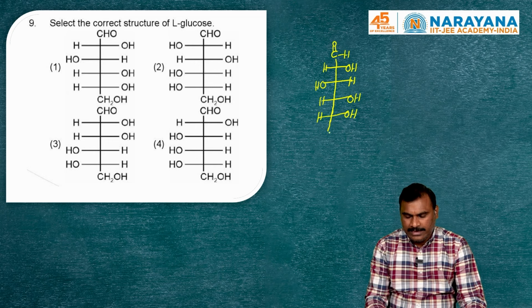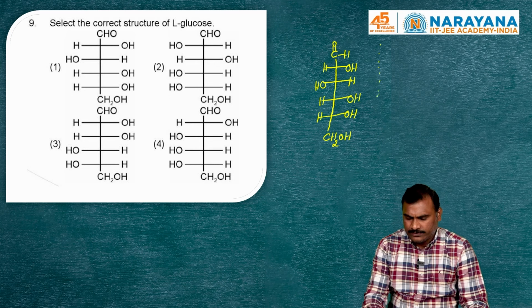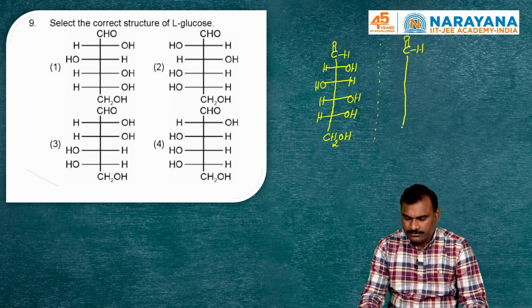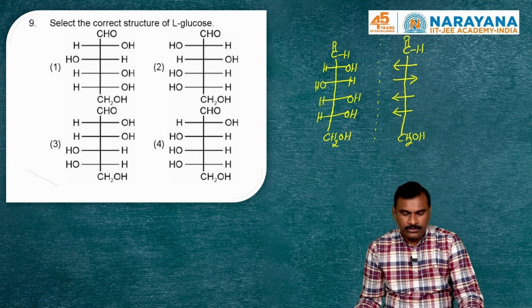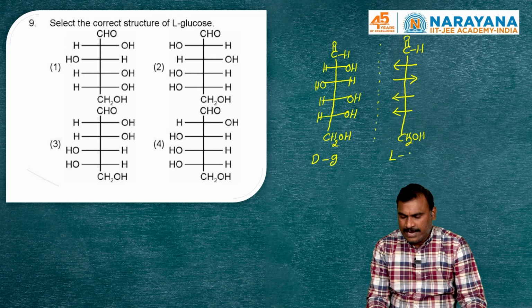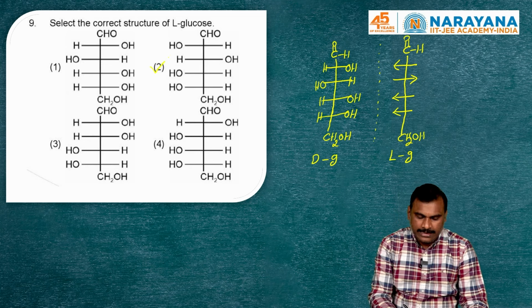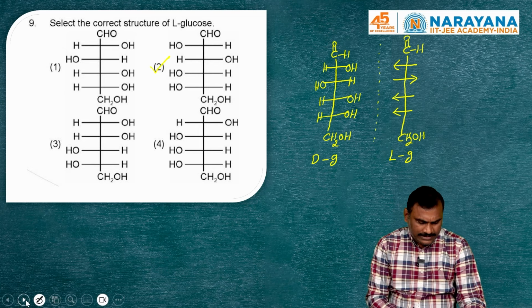2R, 3S, 4R, and 5R hexahydroxyhexanal. Mirror image for this. I am taking it as an arrow mark. So the match for the given option is, if this is D-glucose, then this is L-glucose. So the correct option is 2, I think. Is it correct? Then let us go for the next one.